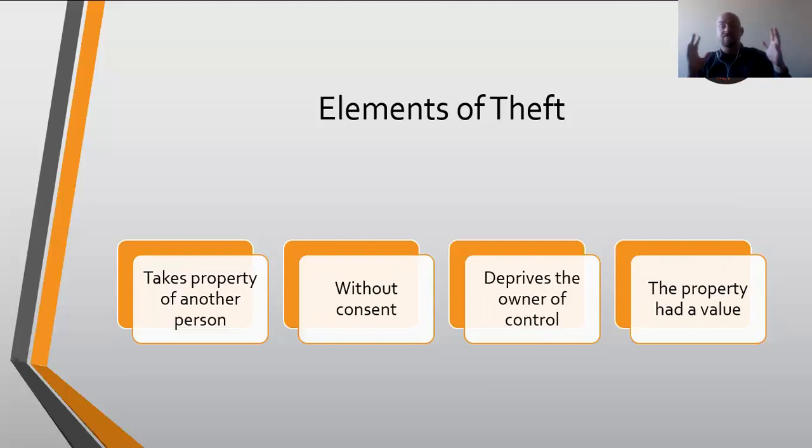In other words, you can't steal free stuff. If stuff doesn't have a value to anyone, it's been given away or it's been discarded, then it is not theft anymore. So they're the four elements, and we're going to look at each of them in stages, as we go through the ASCONE model and what it is that we are looking to show within that. Okay.